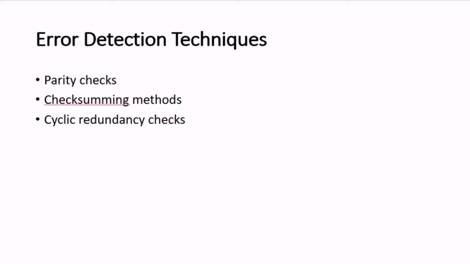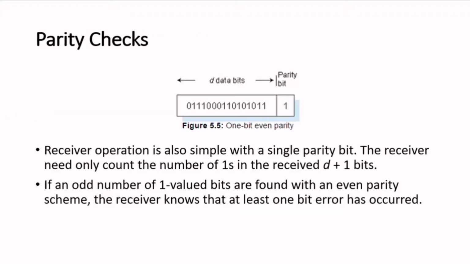So let's look into the error detection techniques in the data link layer. We're going to discuss these three error detection techniques. First is parity check, second is checksum, and third is the cyclic redundancy check. So let's look into the parity check.